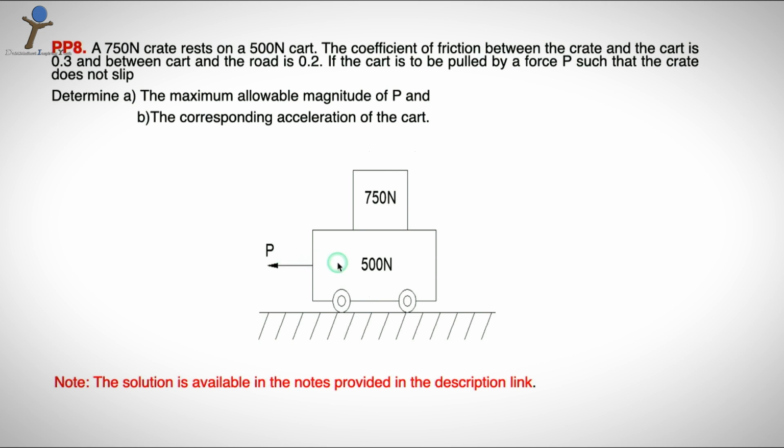So here we need to solve this particular problem by using two free body diagrams. One is for the 750 Newton crate with the frictional force and weight, and the next free body diagram is on the 500 Newton cart with external force P and frictional force acting at the contact surface of the wheel and the road surface. So this solution is available in the notes provided in the description link.